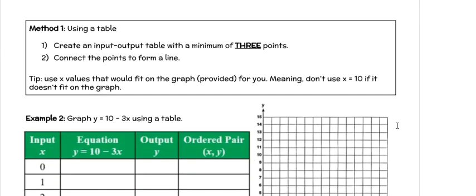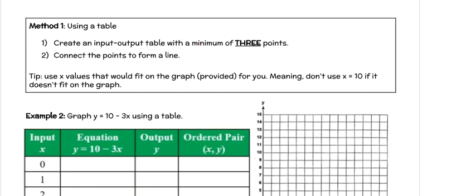So using a table, I'm not going to get too into this. I'm going to go really quickly on this because you've been doing it. Create an input-output table with a minimum of 3 points. Connect the points to form a line. Tip: use x values that would fit on the graph provided for you, meaning don't use x equals 10 if it doesn't fit on the graph, okay? That's just something that will help you.